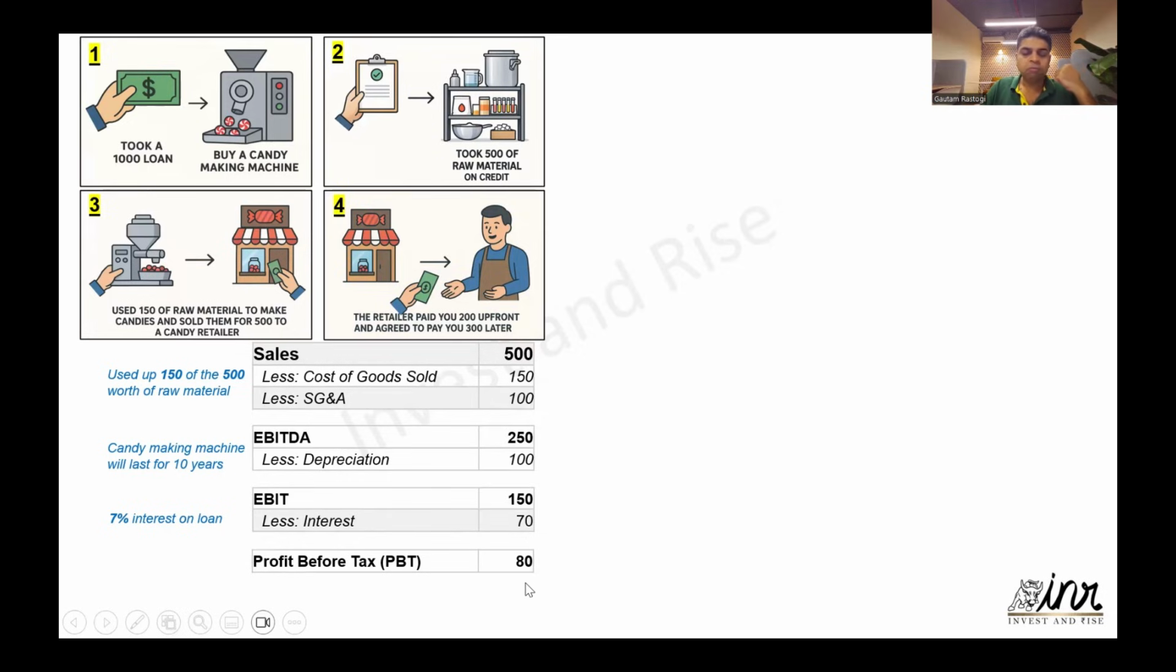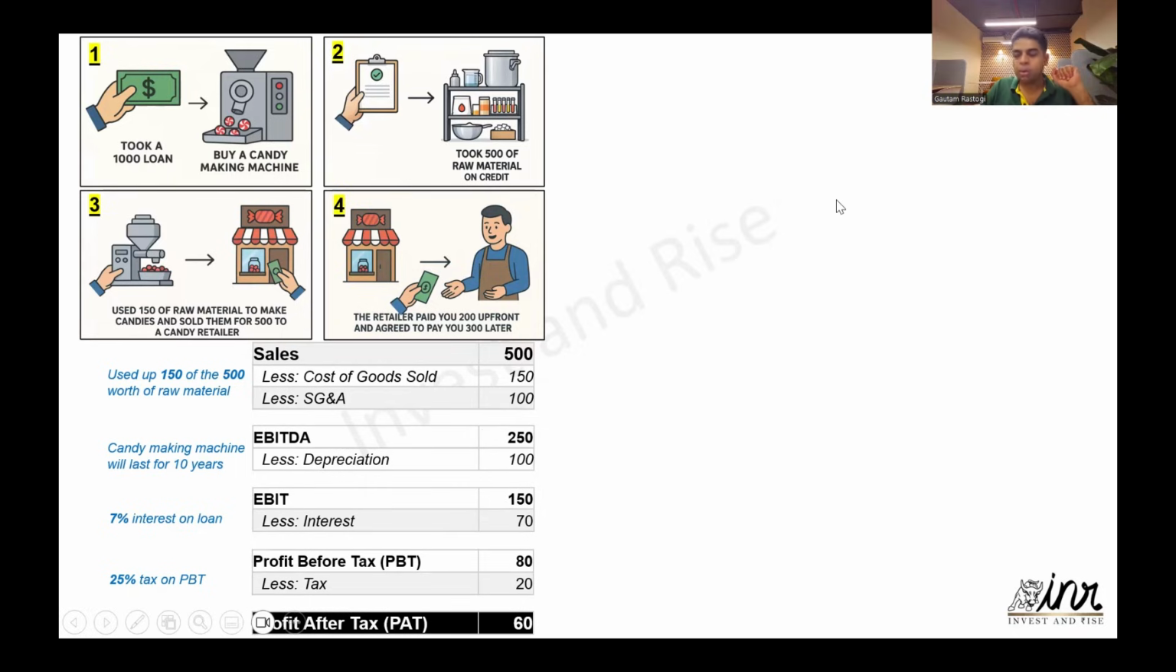Okay. Now, let's say the tax is 25%. So after removing tax, you are left with 60 rupees का profit. So this is your profitability, 60 rupees. ये है आपका profit and loss statement or income statement.